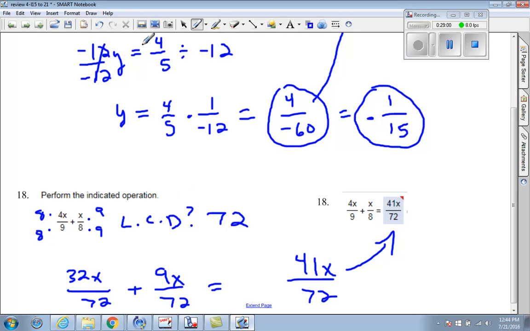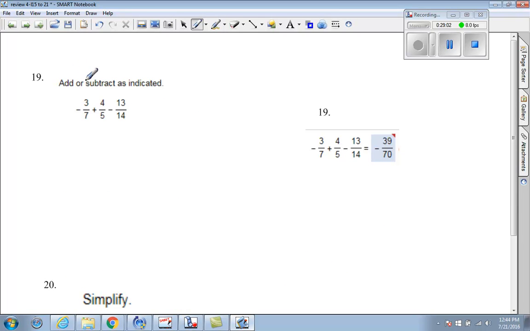Okay, and now for the final slide. Add or subtract as indicated. When you look at 7, 5, and 14, it would be ideal if you could get the LCD for all 3 of those numbers. And I think 70 ought to cut it. So they all go into 70. So let's try to convert them into something over 70. So here's how I do it.